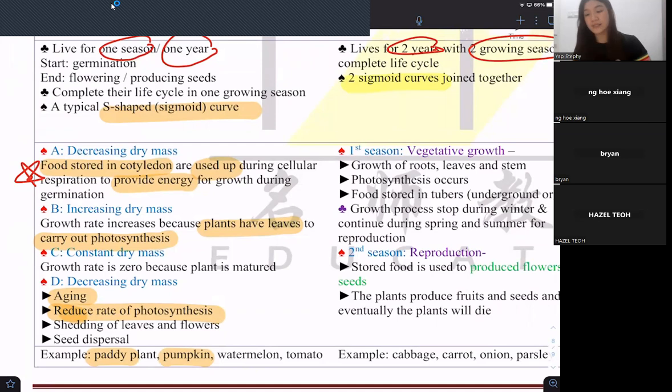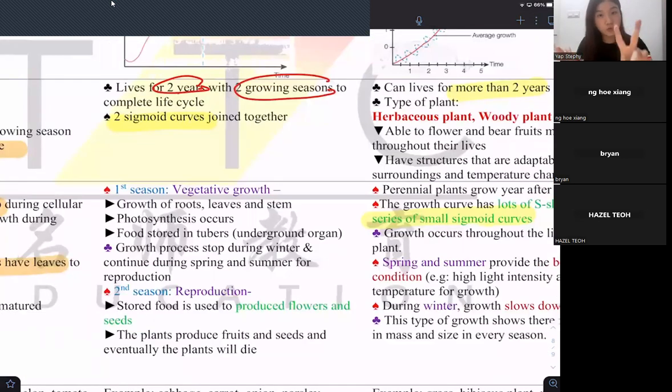Now we go to the biennial. Biennial is for the B. B is for 2, so it's like 2 years and 2 growing seasons. Okay, so we come to explain the first season. The first season is how to grow all the root, leaf, and the stem, all the basic structure of the plant.